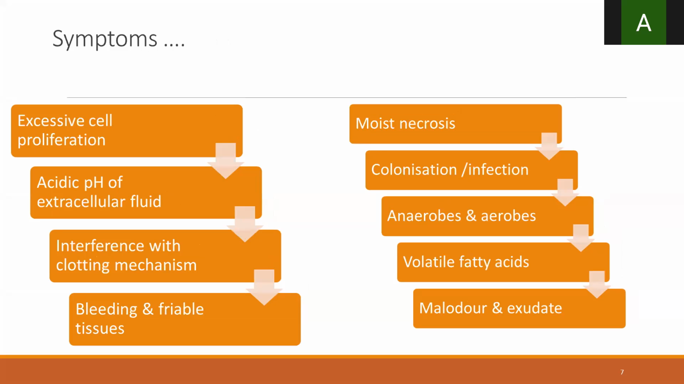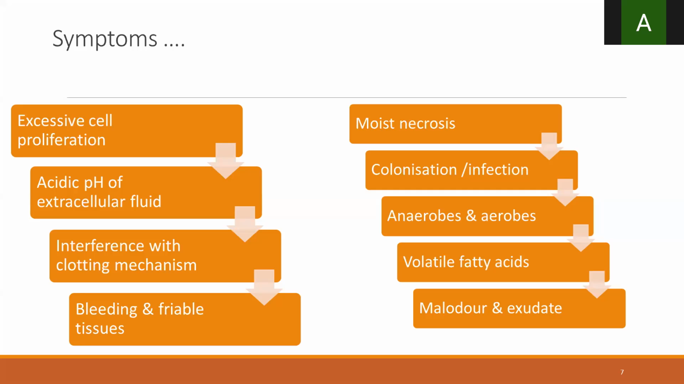So, because of the cell proliferation, the acidic pH of extracellular fluid will interfere with the clotting mechanism of the cell blood supply. Okay, and it will cause bleeding, and the tissues will be non-healing, friable tissues, very tender, you can see. Moist necrosis will cause colonization, and it will also attract infection. Secondary infection will take place.